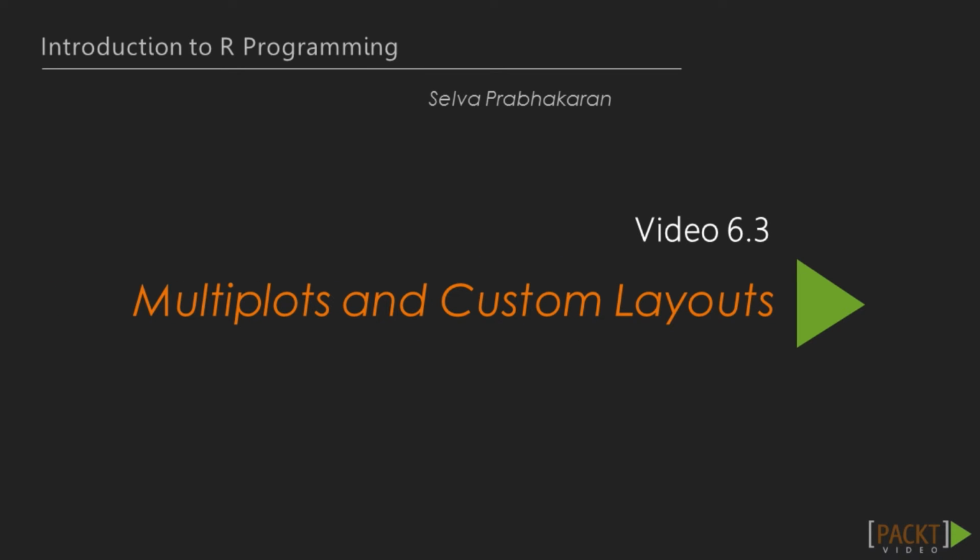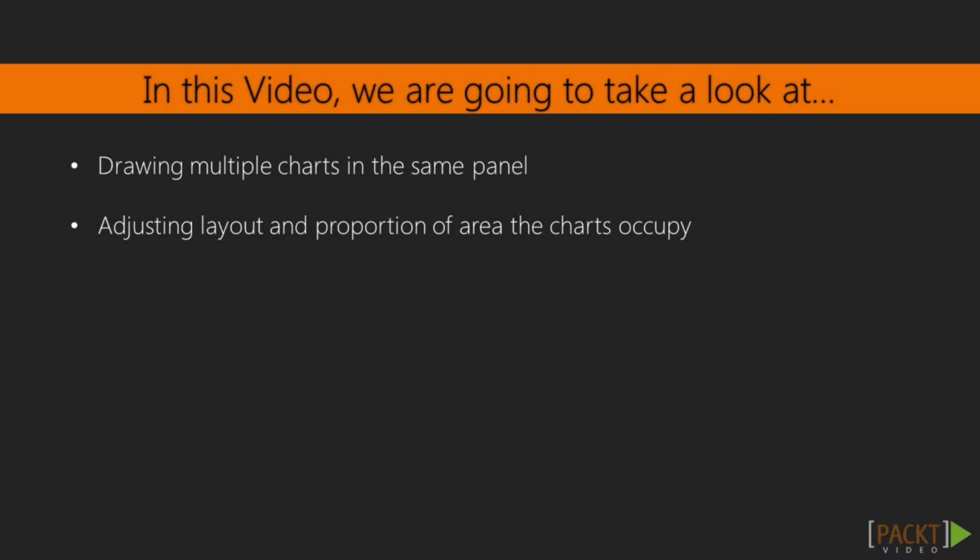Previously, we saw how to make plots in R and customize them. Sometimes, plotting two y-axes is just not enough. Sometimes, you need to be able to draw multiple plots side by side, so you can analyze them all at the same time. In this video, we will learn how to draw multiple charts in the same panel, and how to adjust layout and proportion of the area that the charts occupy.